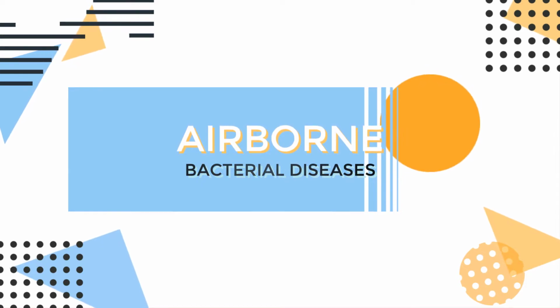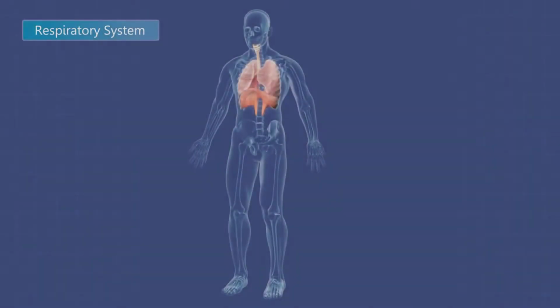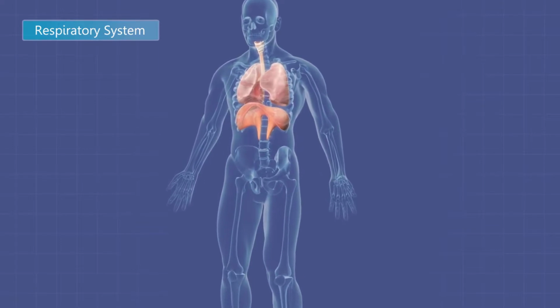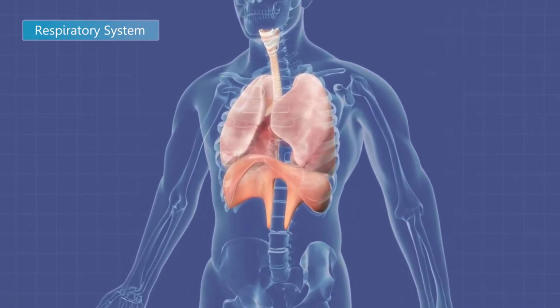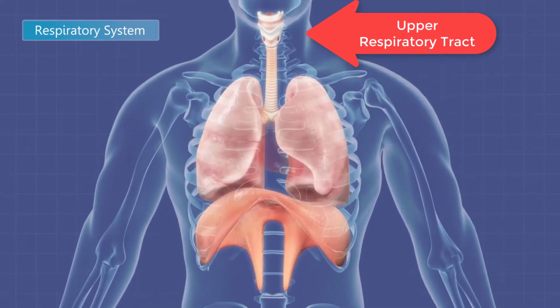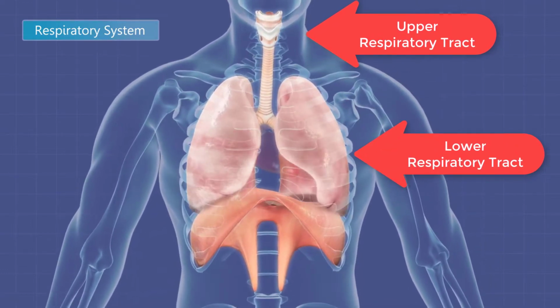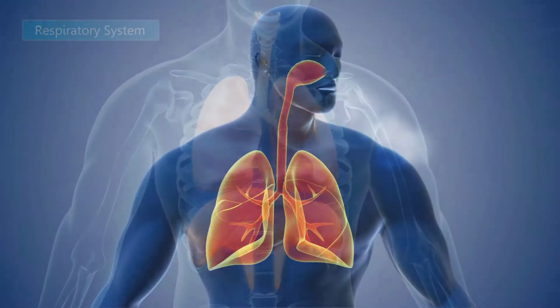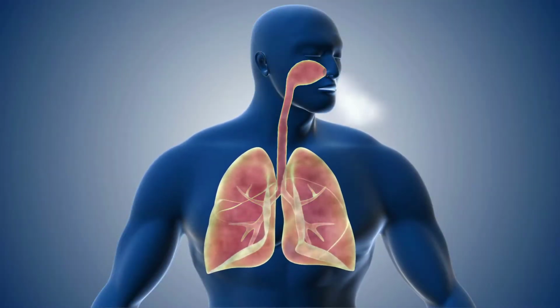Airborne bacterial diseases. Respiratory system diseases can be grouped into two general categories. One is the diseases of the upper respiratory tract, and two, diseases of the lower respiratory tract. The respiratory system is the most common portal of entry for infectious agents.